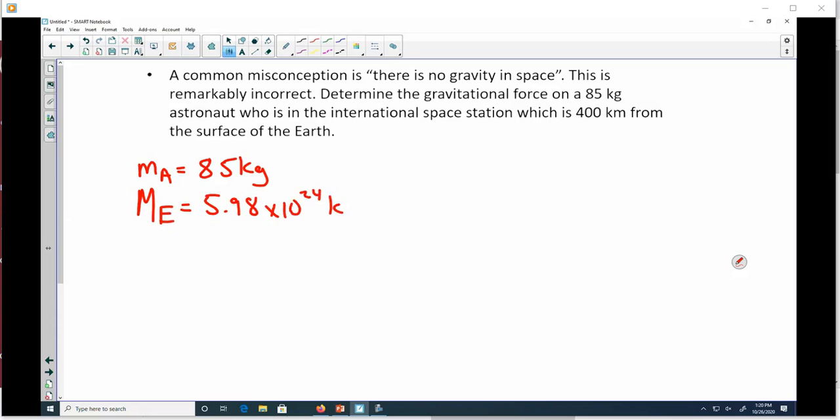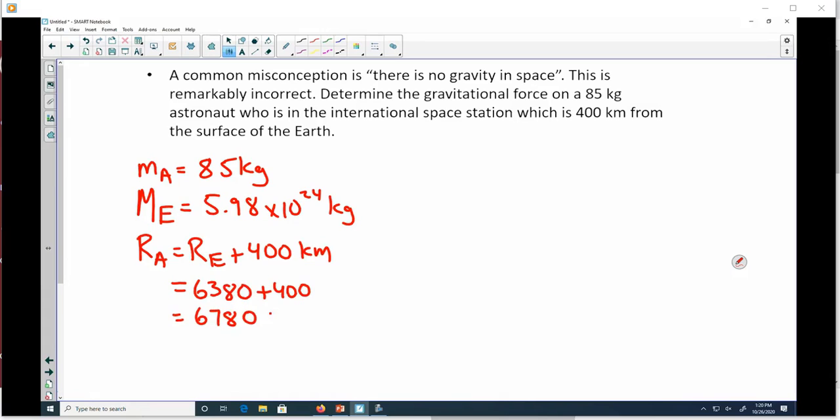And here we're using the values for the mass of the Earth and the radius of the Earth from the previous problems. Those values don't change, and I would not expect you to know them on a test. They would be given to you on a test. And here, just remember the radius of the astronaut is the radius of the Earth plus the 400 kilometers. And then just remember to convert everything to meters.